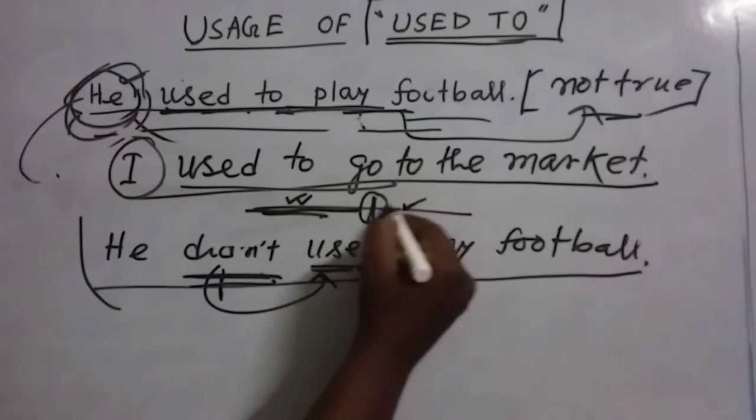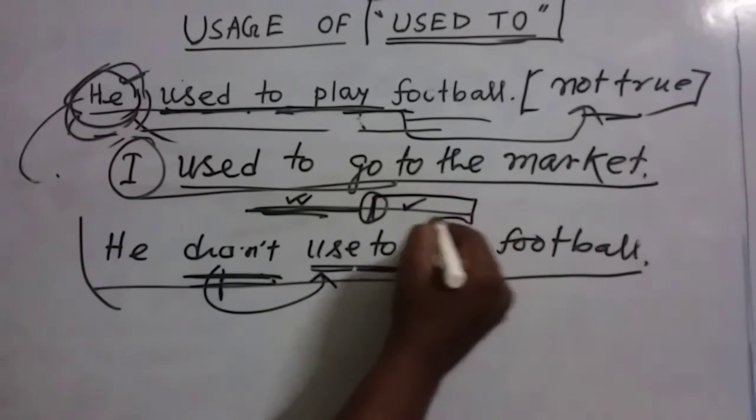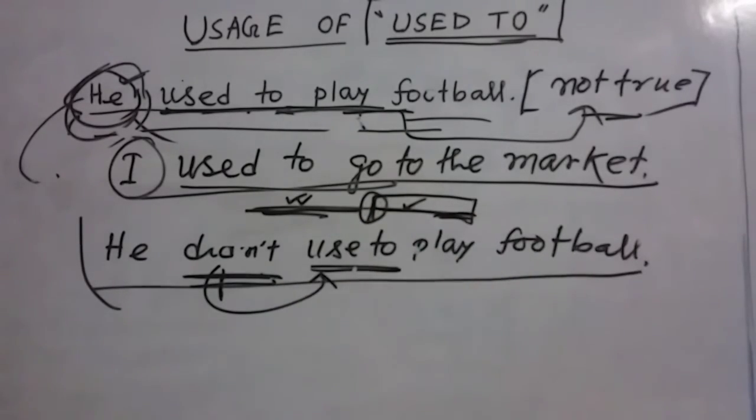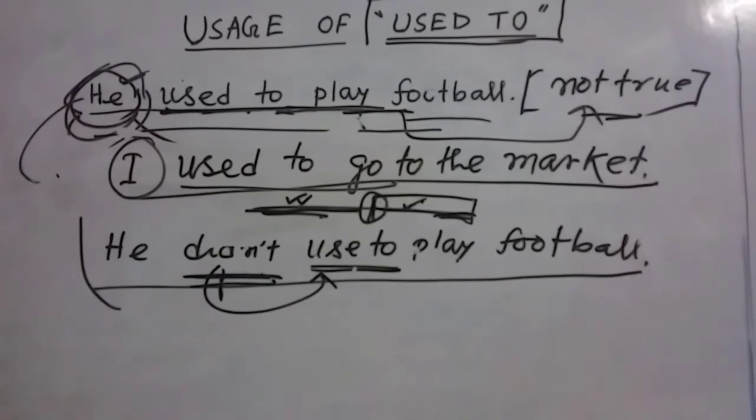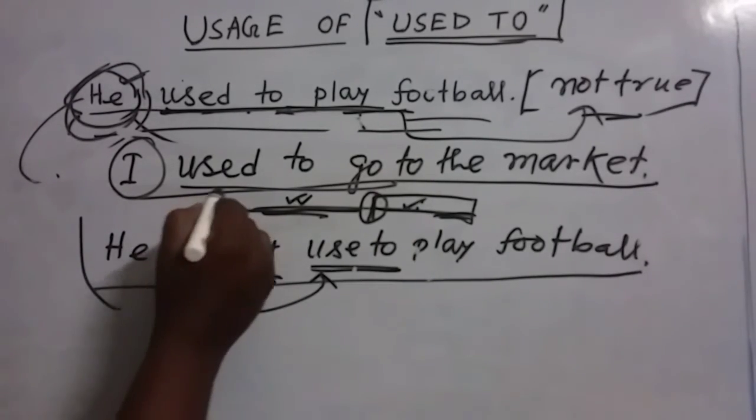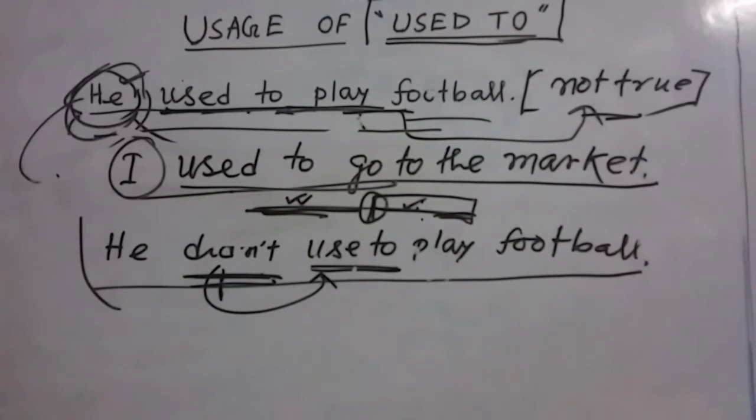But right now, this is the present moment, we do not go to the market. That means now I do not go to the market. That means this sentence is not true right now. In this situation, we can use the term "used to". We use the term "used to" only with those activities which were earlier performed by me. Right now, we are not doing this activity.